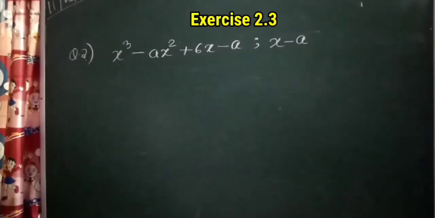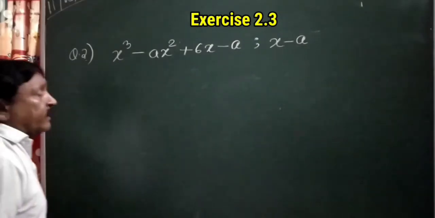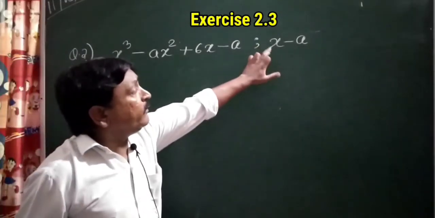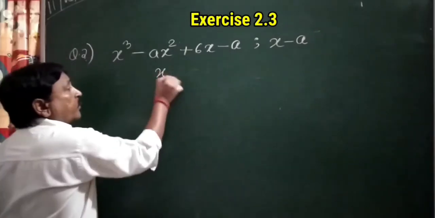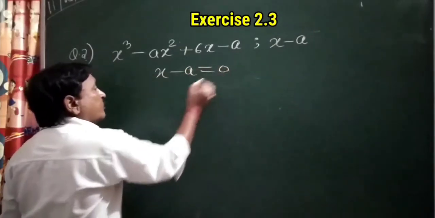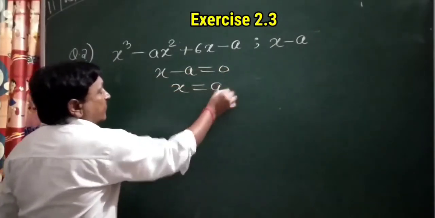Okay students, now see question number 2 on the board. Question number 2 is saying, find the remainder when x cube minus 3x squared plus 6x minus a is divided by x minus a. We have to find the remainder. So the method is the same as I had told you in question number 1. First of all, find out the value of x. Put x minus a equals 0, x will be equal to a.